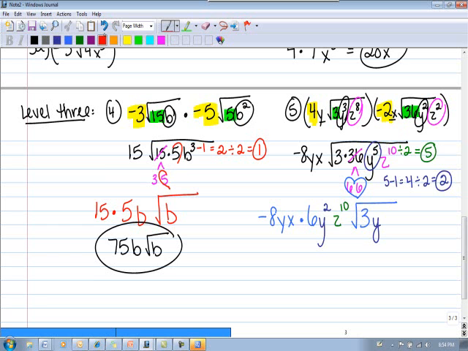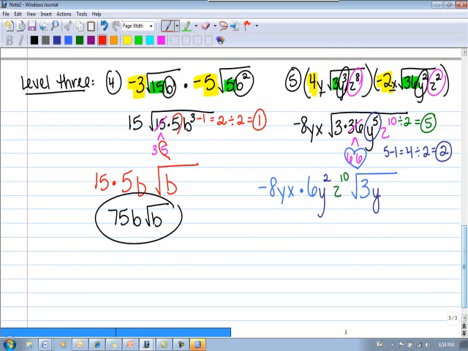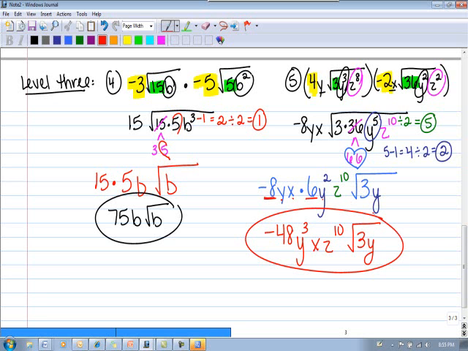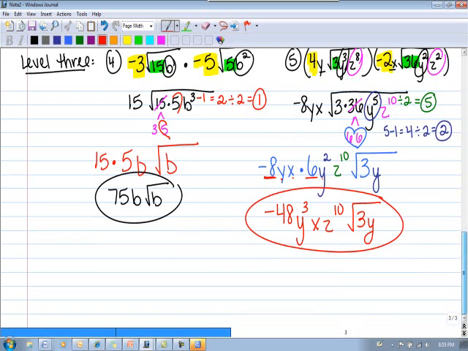Last step, I got to clean this all up, so I'm going to go ahead and multiply through. Negative 8 times 6 is negative 48. I have 1 and 2 y's, so that's 3 y's. I have 1x, and then 10 z's on the outside, times the square root of 3y. And negative 48 y cubed x z to the 10th times the square root of 3y is my final answer.